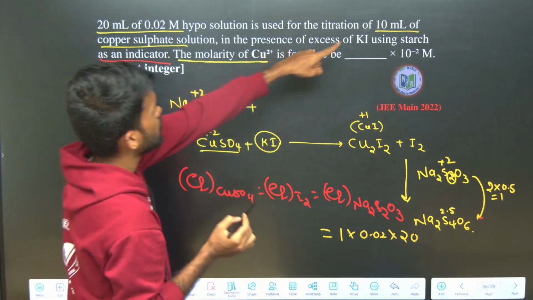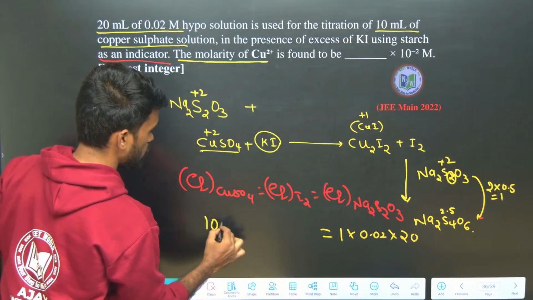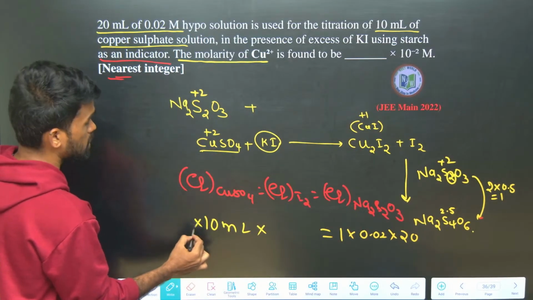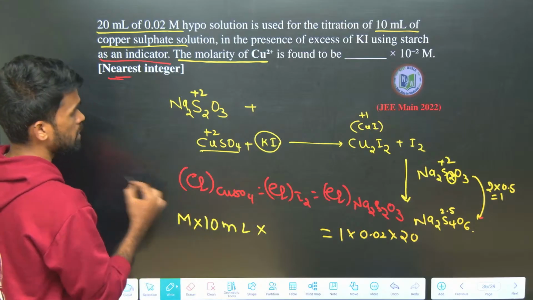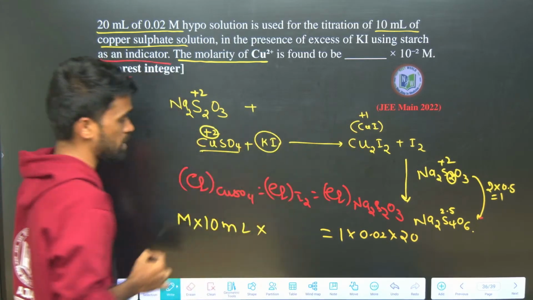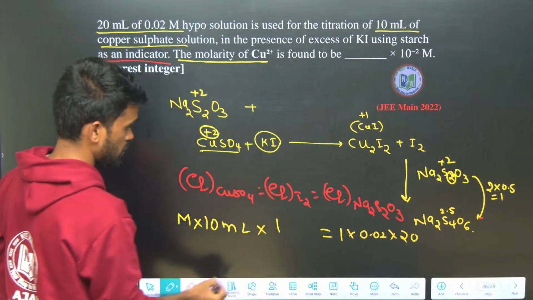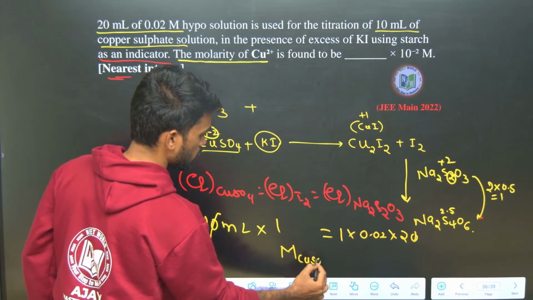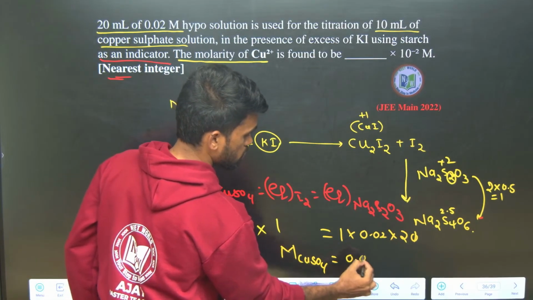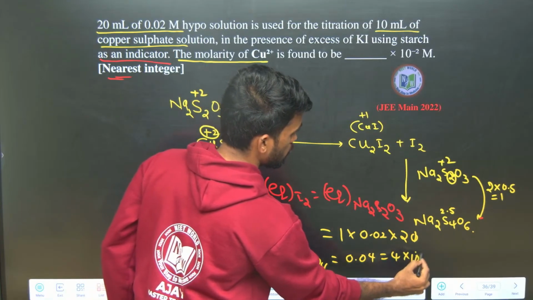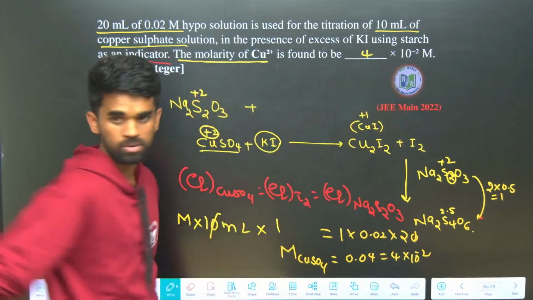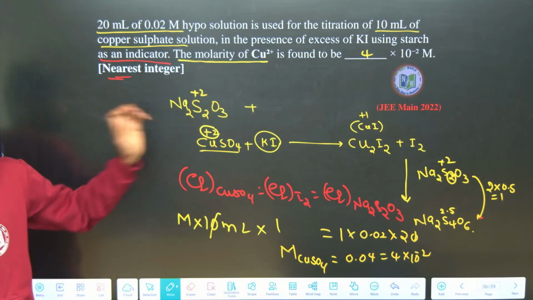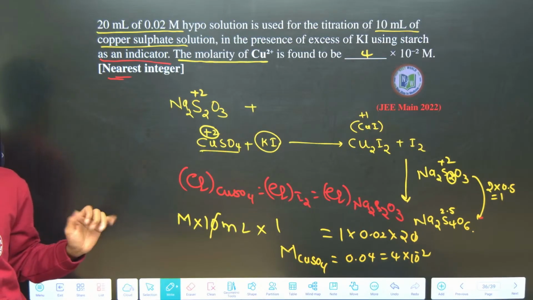10 ml of copper sulfate is given, and they are asking about its molarity. Plus 2 is converting into plus 1, so what is the n-factor change? 1. That's it, so you can cancel those. So the molarity of copper sulfate will be 0.04, or you can write 4 into 10 power minus 2. So you can write in this bracket 4. This will be your answer. This type of question is on iodometric titrations.